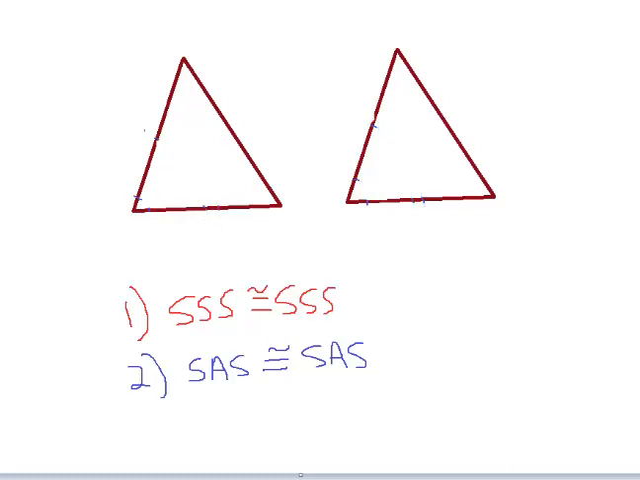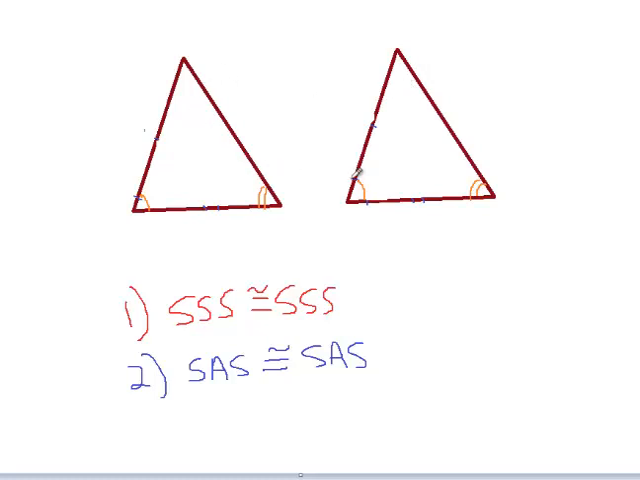The third way is if you have two angles and any side. The reason is that if you have two angles, by definition, you have the third angle. So if this, for example, is equal to this, and this is equal to this, then by definition the third angle has to be equal too. They have to add up to 180, so if this and this combined are the same as this and this, they're each going to have the same amount left to get to 180 for the third angle.